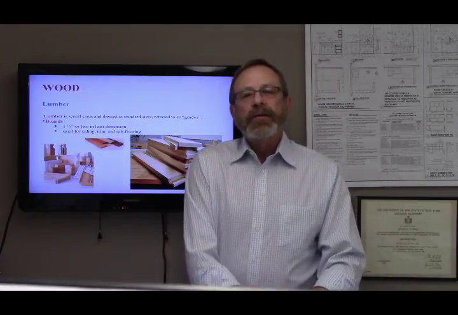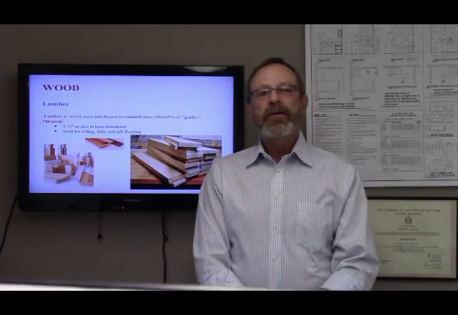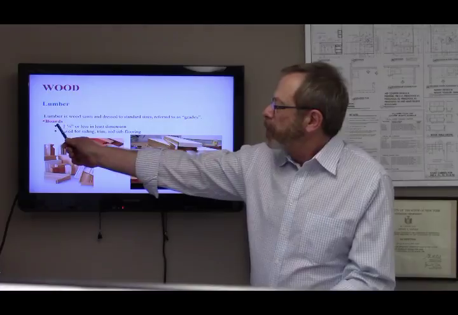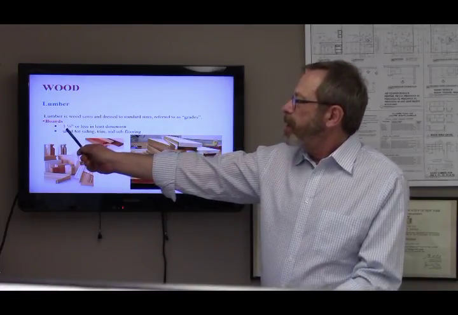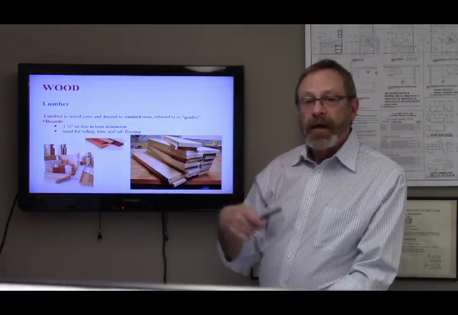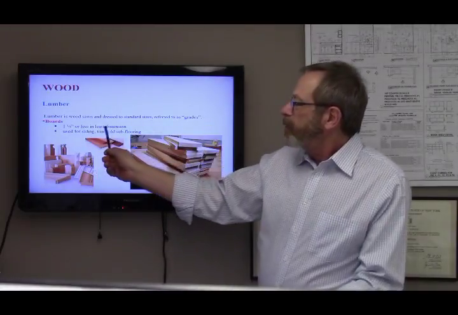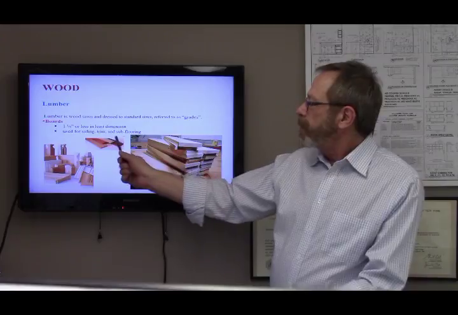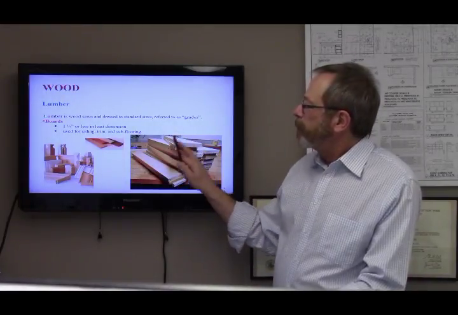I'd like you to take a look at the next two slides and try to learn about the grading of the lumber. So we see that boards are materials that are 1 1/4 or 5/4 inch or less in the least dimension, and it's generally used for siding, trim, and subflooring. So here are some boards.